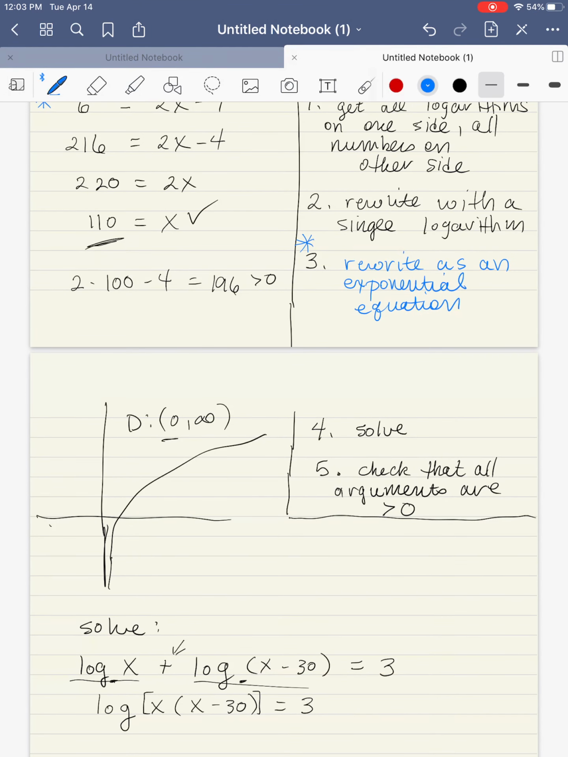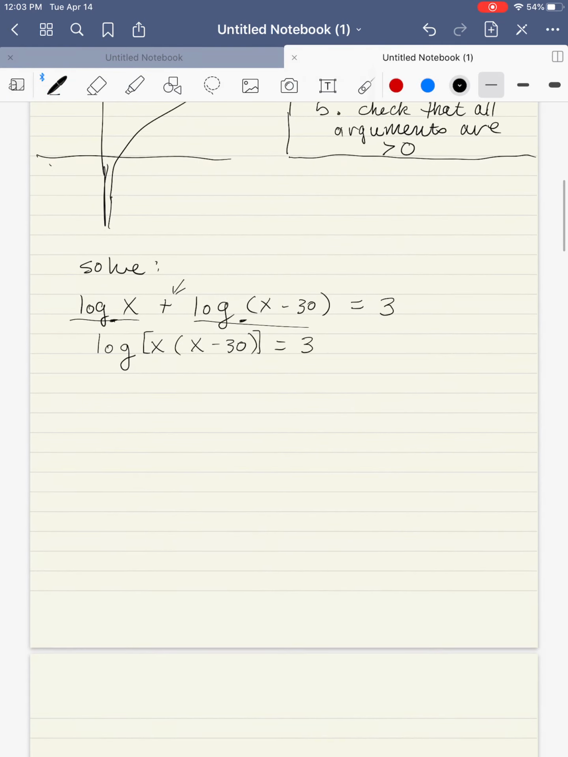So our third step in our process here, the big thing that we need to remember, is to rewrite as an exponential equation. And remember that we have an understood base here, base 10. So I want you to rewrite that logarithmic equation as an exponential equation. Pause the video and do that.